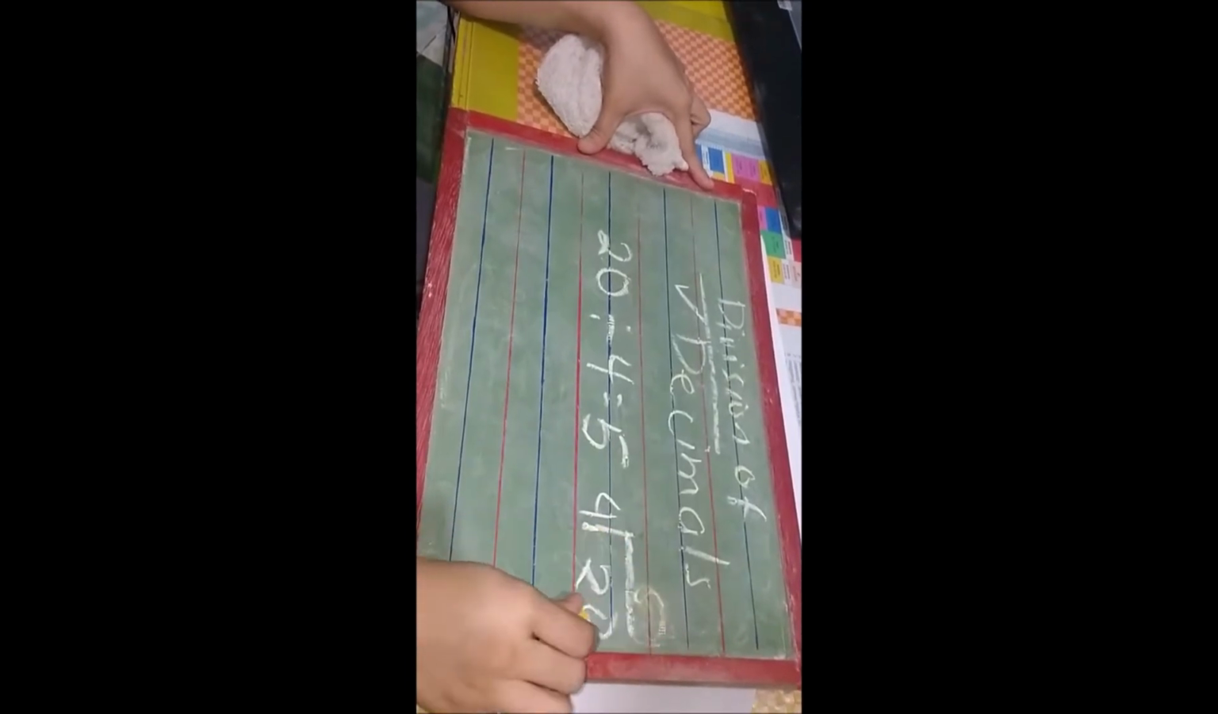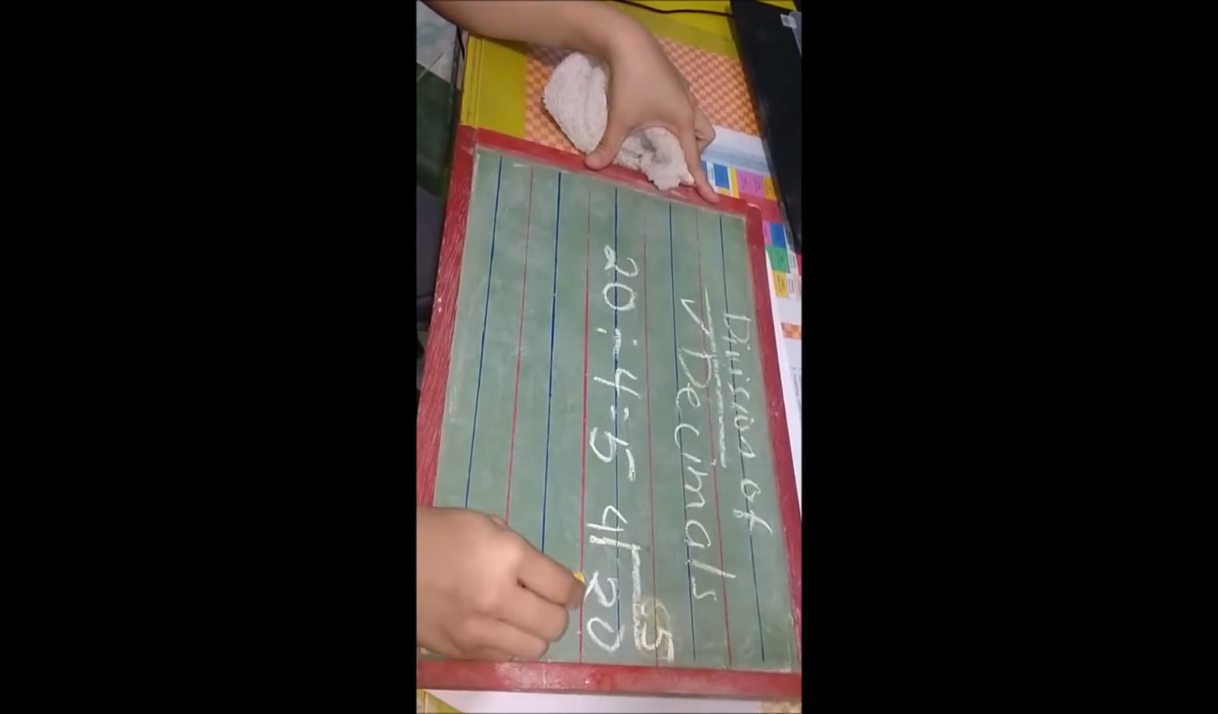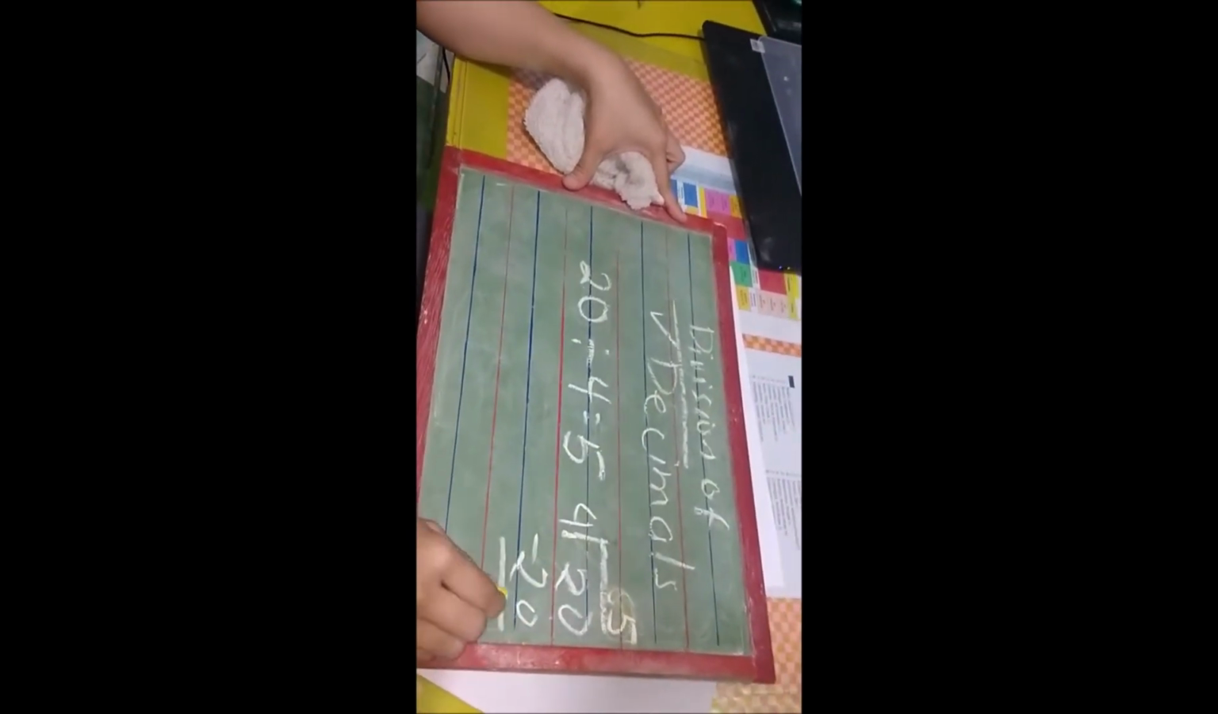Be sure it is aligned with the 0. So alignment must be considered. So 20 minus 20 is 0.